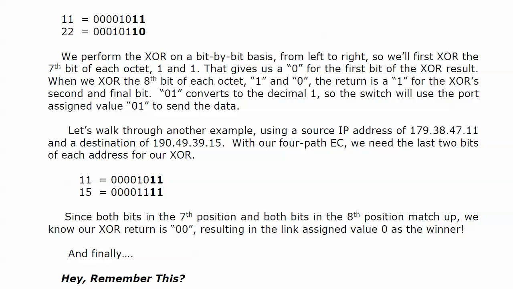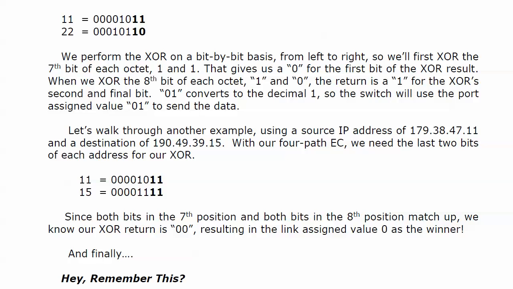22 is 00010110. So what bits do we have set there? We have the 16-bit set, the 4, and the 2. You add those up, it's 22. Now, when you have more than 1 bit to compare, we do the XOR on a bit-by-bit basis. So from left to right, the first thing we do is XOR the 7th bit of each octet. Well, that's 1 for each octet. The 7th bit is set to 1 each time.